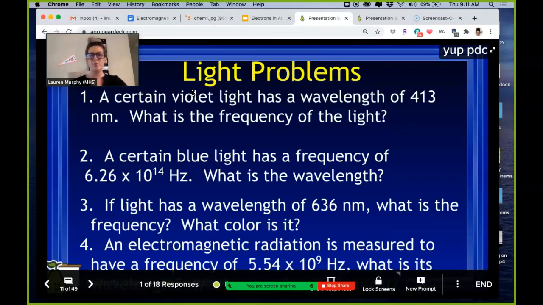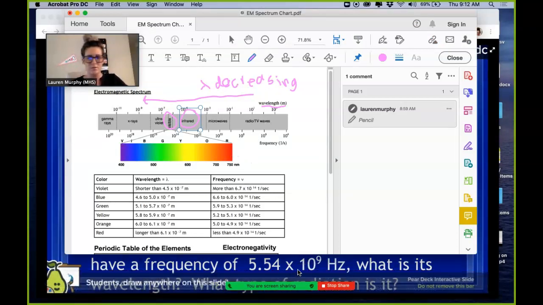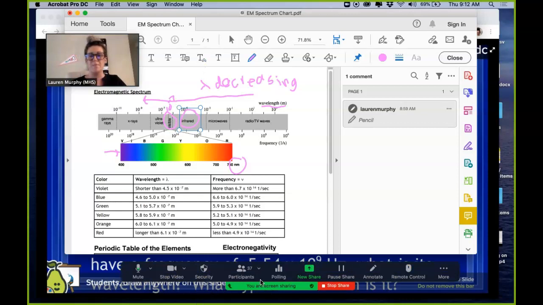Oh, actually, I want to go back real quick to here. A certain violet light, and I give you a wavelength of 413 nanometers. Well, let's look on our electromagnetic radiation spectrum. This is in nanometers down here. Okay, 413 is like right here. Oh, look, that is violet light. It matches up. And again, these are going to be 10 to the -7 powers for the visible spectrum in meters.